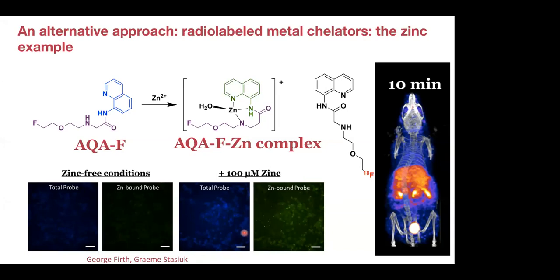and you can measure the zinc-bound probe separately. And this ligand has been labeled with fluorine 18, and we've done the first biodistribution studies with this. We don't yet know if this biodistribution on the right really does reflect in any way the biodistribution of zinc, but I'm showing you this, very preliminary, as an alternative way to monitor the distribution of trace metals using PET.